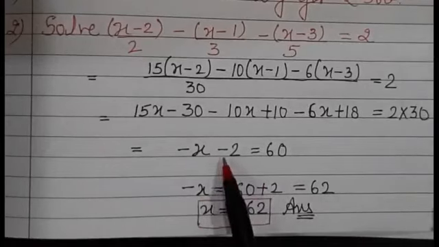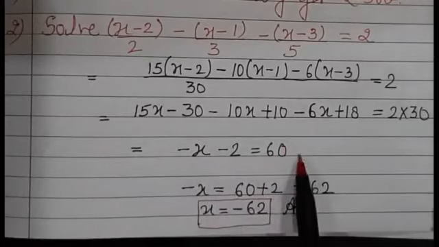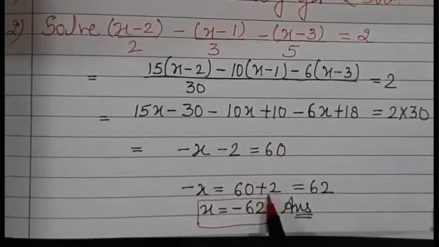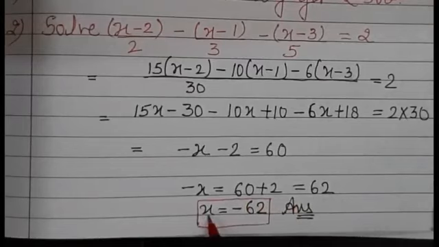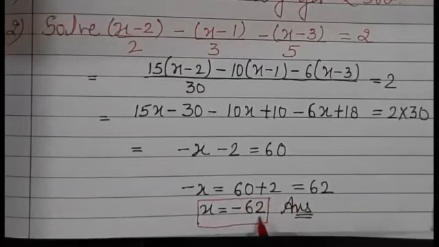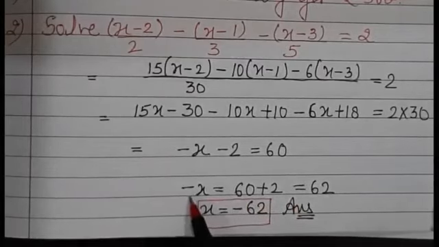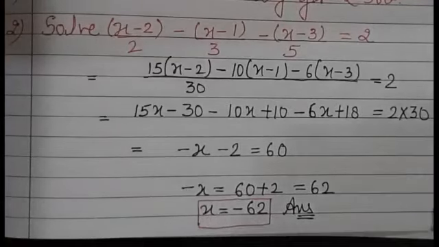Right? Now transpose minus 2 from the left hand side to the right hand side. We have to add. So 60 plus 2 will be 62. So the value of x will be minus 62. This negative sign we will apply with the numbers only. Okay? So the value of x will be minus 62.